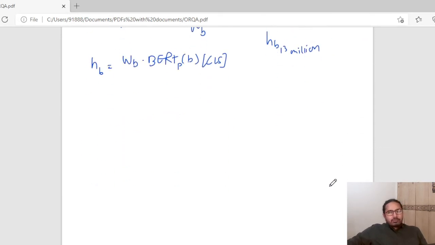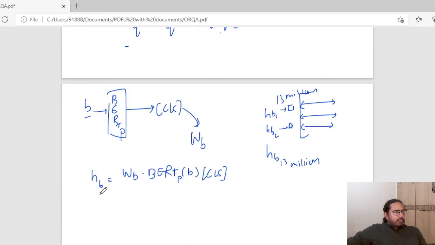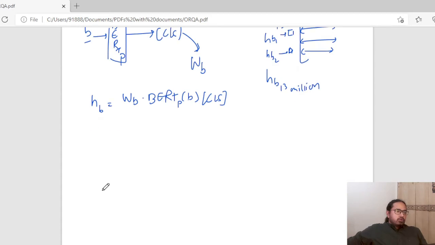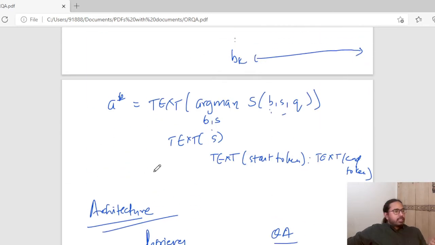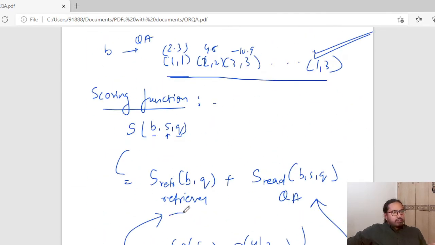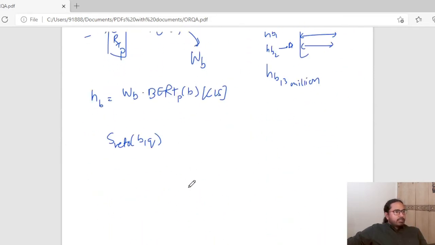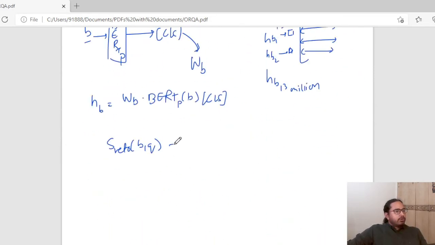So what happens next? Now we have to find how good HQ and HB are for each other. Like, how do we know that the answer for a particular question is present in that block? To get the retriever score, S retriever, given a block and a question, the first part of the scoring function comes from the dot product of HQ and HB.